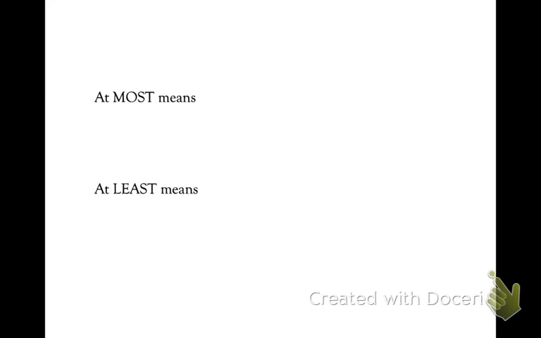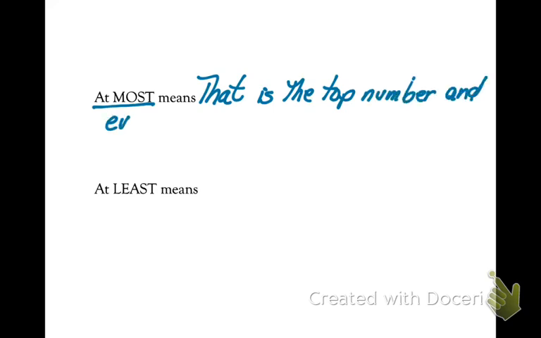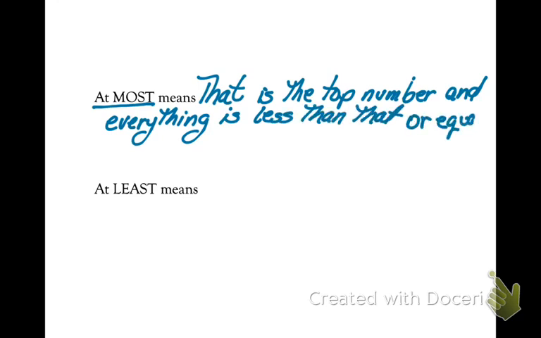When you see the word "at most," because a lot of times in real life situations, you're not going to say more than or less than. You're going to say at most or at least. When you say at most, that means that whatever number you're talking about is the top number or the top value, and everything else is less than that or equal to it.